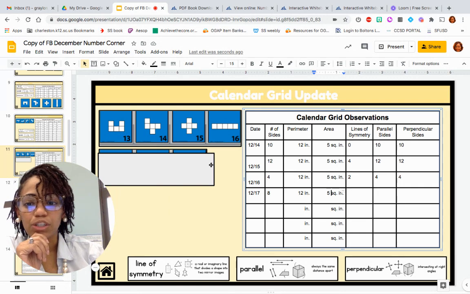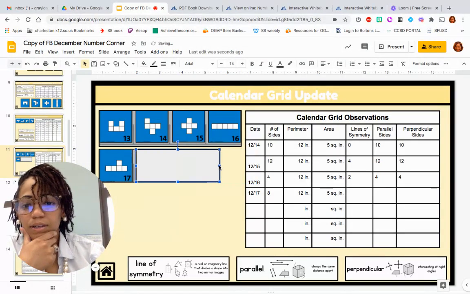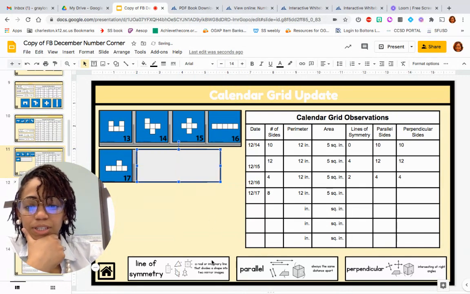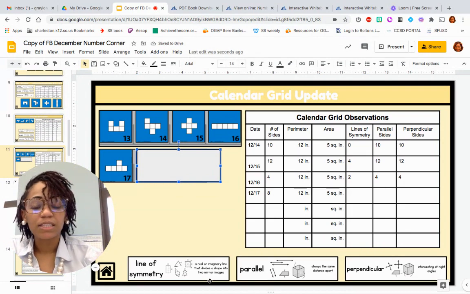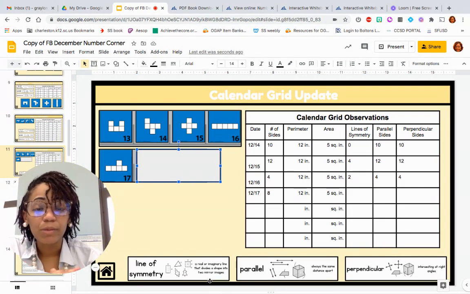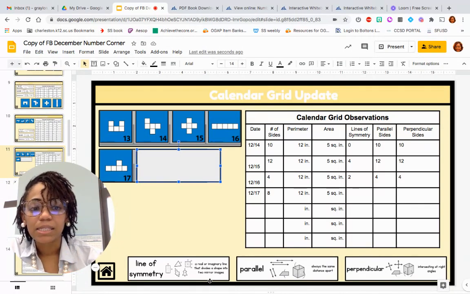Let me remind you of what our shape looks like. Here it is. How many lines of symmetry? So a line of symmetry is an imaginary line. It can be a real line that divides a shape into 2 mirror images. So when you fold them, they will be exactly the same.